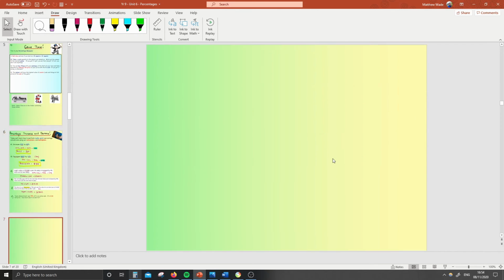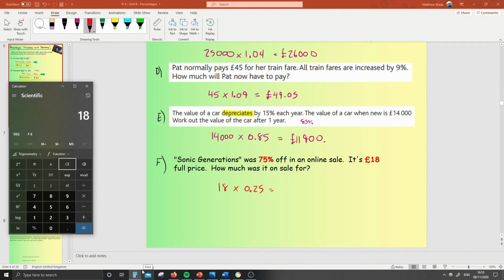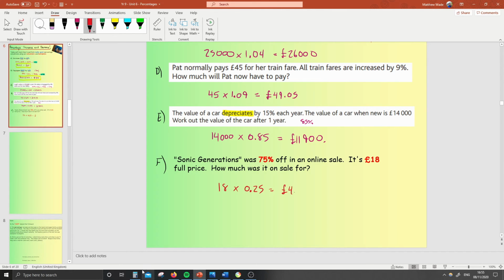Cool. And the final question is this. Sonic Generations, the best Sonic game ever, was 75% off in an online sale. If it was £18 full price, how much is it on sale for? Well, here you go. Start with how much it cost, 18. Before it started, it was worth 100%. So if you take away 75%, it only has 25% left. So that is going to be 0.25 that you have to times with. Final answer on that one then is 18 times 0.25 equals £4.50, and that is your answer.